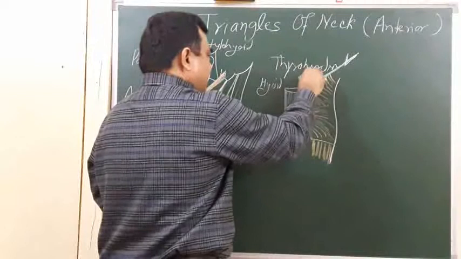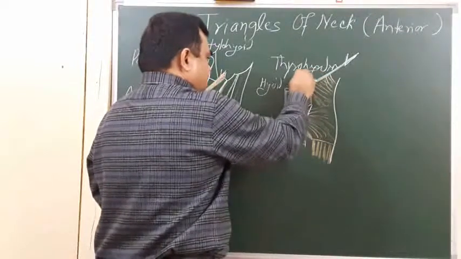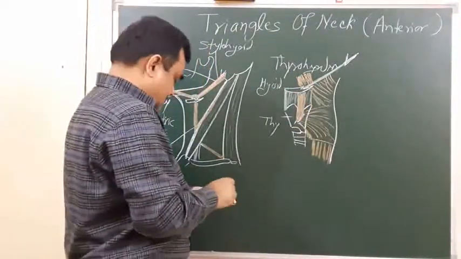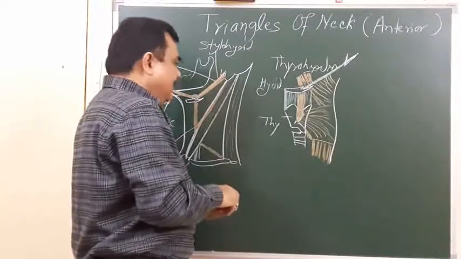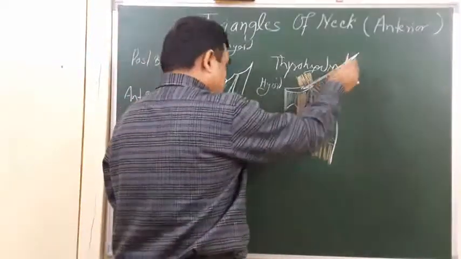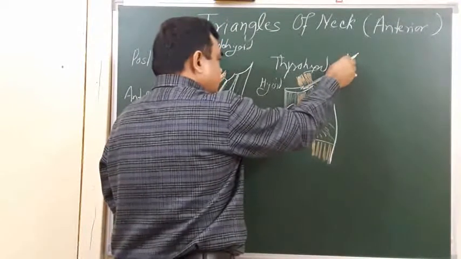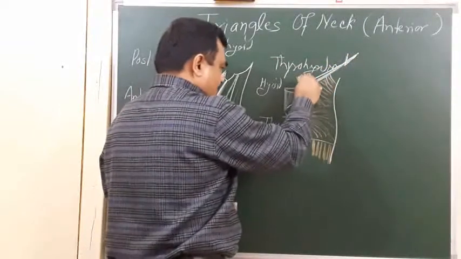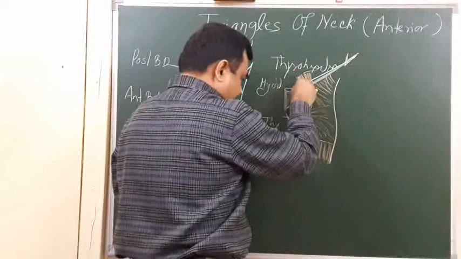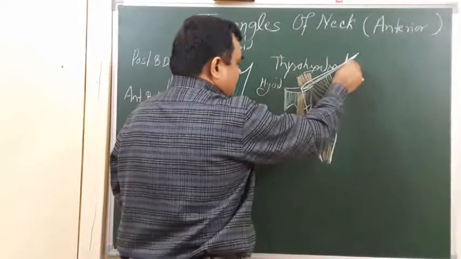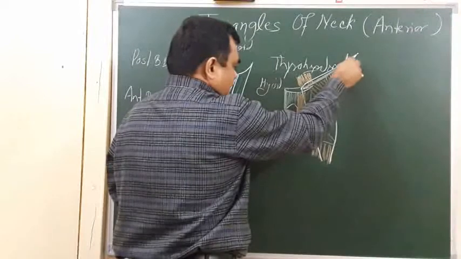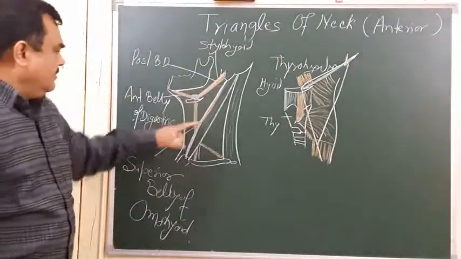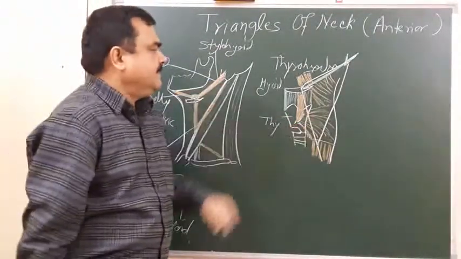this is the hyoglossus muscle. This is attached to the hyoid bone and the tongue. This is the hyoglossus muscle. The position of the triangle is here. This is the position of the triangle, like this.